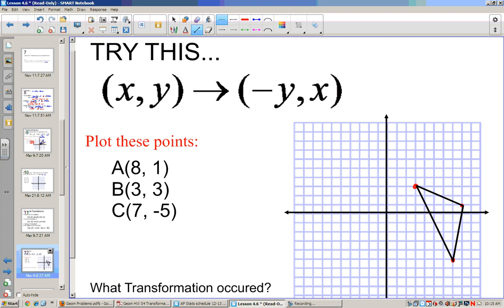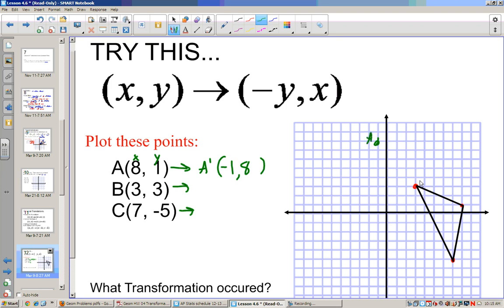All right, now we're going to take each of these points and we're going to translate it, or we're going to transform it, I should say, using this rule. And this is a little difficult for students to wrap their head around at first. We have x and y, and now our transformation will be negative y, so negative 1 in this case, and then the next thing is going to be x, which is 8. So I plot the point negative 1, 8, and that's my A prime.